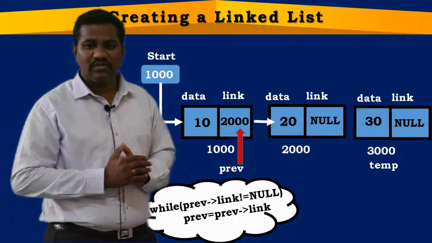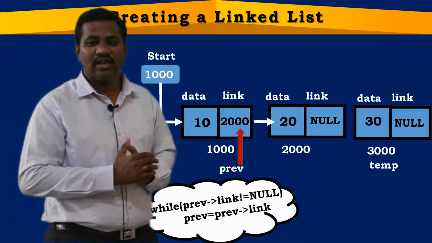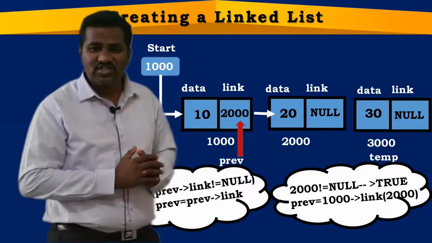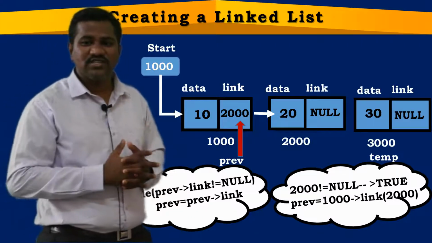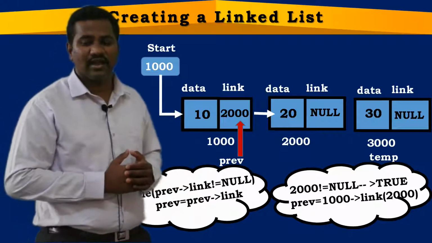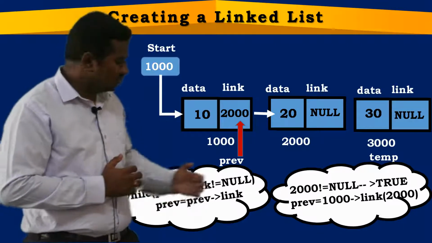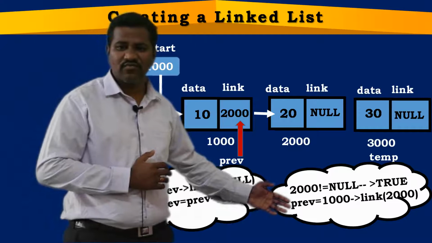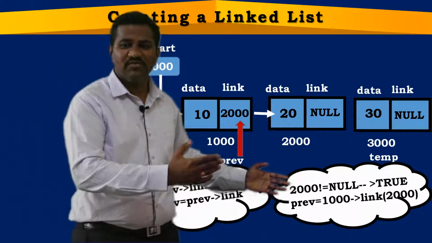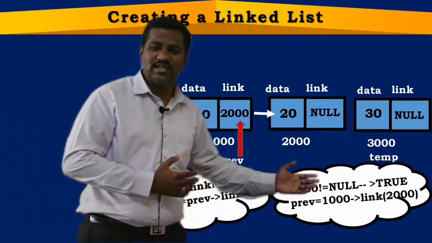1000 arrow link contains 2000, and 2000 not equal to null means the condition is true. If this condition is true, then we are going to execute this instruction. Which instruction? Previous is assigned with previous arrow link. Don't get confused with this instruction. Let's have a look at it. Previous is assigned with previous arrow link. On the right side of the assignment operator, in place of previous I take the previous value. What is the previous value here? 1000.